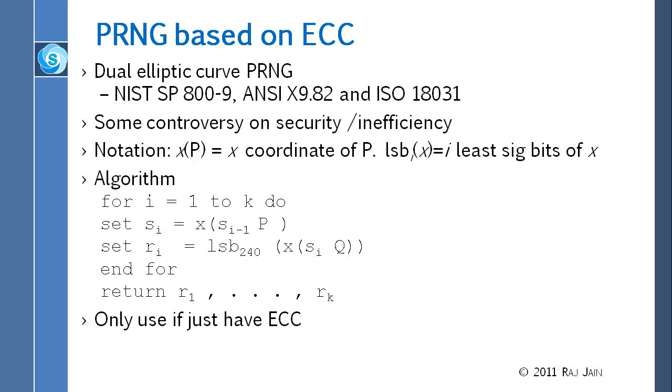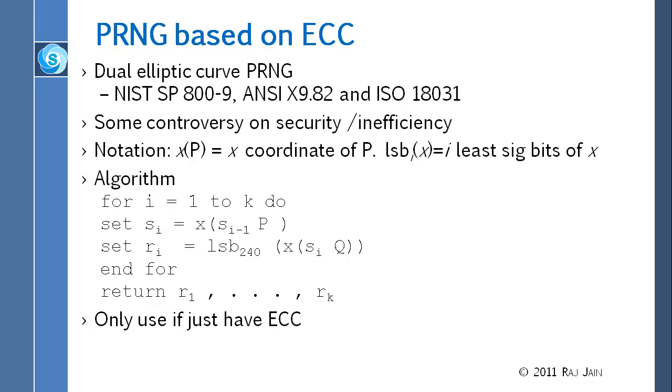and so the notation is X of P means X coordinate of P. LSB, least significant I bits of X, is equal to I least significant bits of X. So that's the notation in this algorithm here. The algorithm is, for I equal to 1 through K, do Si minus 1 times P, X coordinate of that. So you take a point P, add it Si minus 1 times, and take the X coordinate, that becomes a new Si. And then you take Ri, which are the least significant 240 bits of X of Si times Q, Q is the other point, and so then you return these. So this is basically similar to this. Here we were taking K bits, and there we are taking 240 bits. So K is equal to 240, and the rest of them are being fed back.